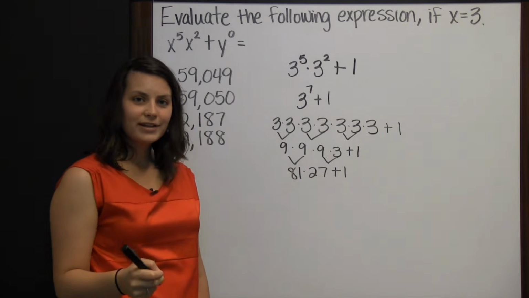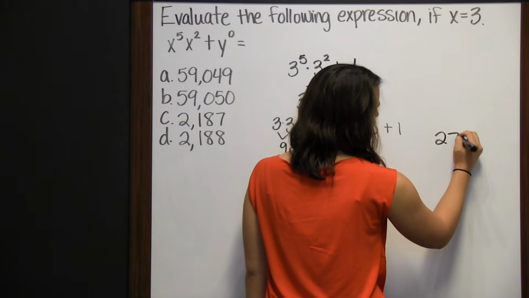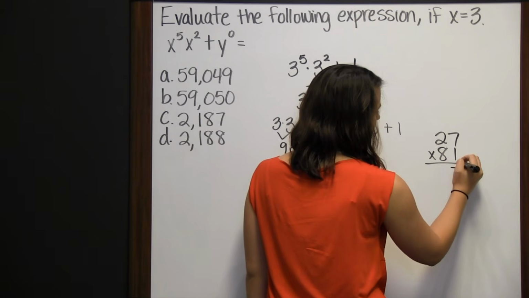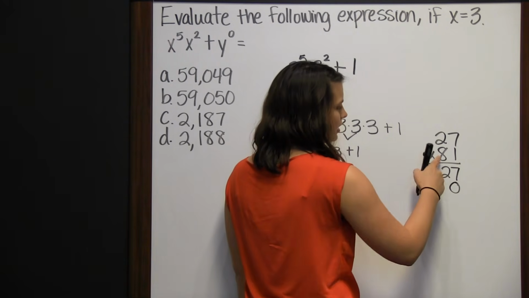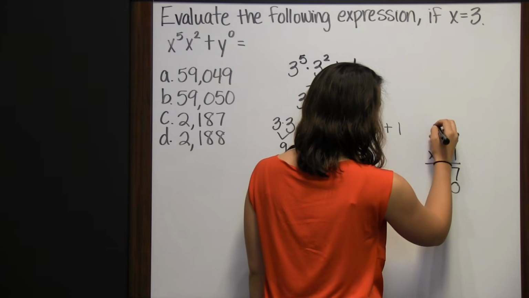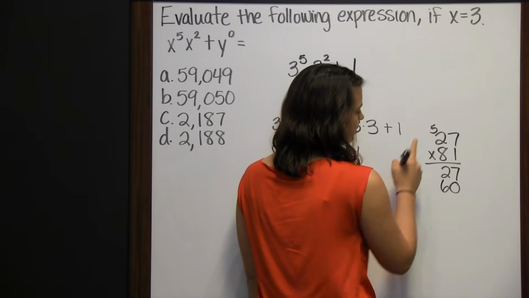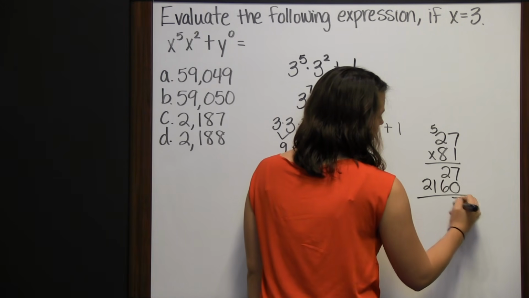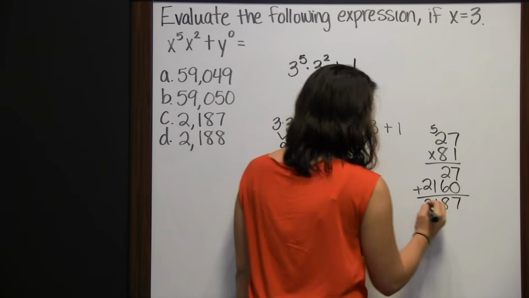Okay, so now we need to multiply 81 times 27. 27 times 81: 1 times 7 is 7, 1 times 2 is 2, 0 placeholder. 8 times 7 is 56, so write the 6, carry the 5. 8 times 2 is 16, plus 5 is 21. So that's 7, we're adding these together, 8, 1, 2.